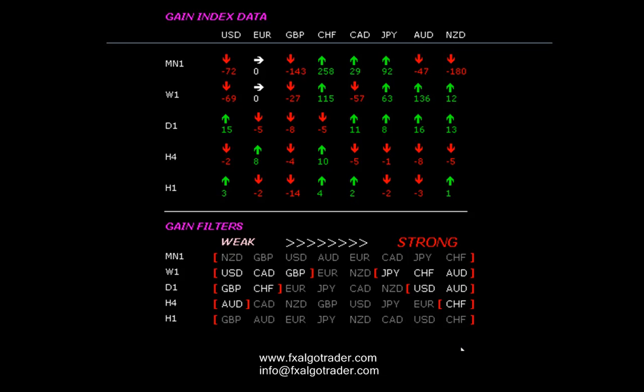If we look at what this is telling us at a high level on this top area here, the gain index data, we can see clearly on a monthly basis the Swiss franc is by far and away the highest gain on the index compared to everything else. And then we can look down at all the different time frames and compare the gain against all the other currencies.